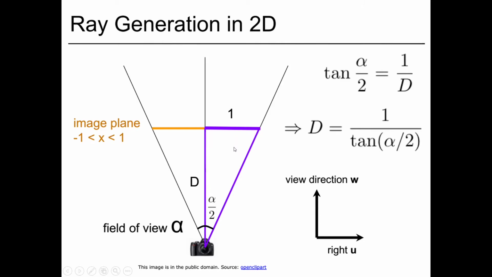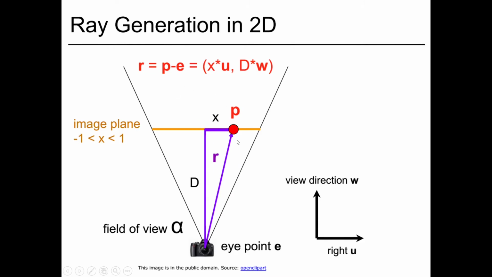Now, given that the camera position is E, and the field of view angle is alpha, we can find by a simple trigonometric rule that tan alpha by 2, since this would be half of alpha, tan of half of alpha would be 1 by d. Therefore d would be 1 by tan alpha by 2. This d is basically the distance from E to the image plane, and if we know the field of view, it can be obtained in this way.